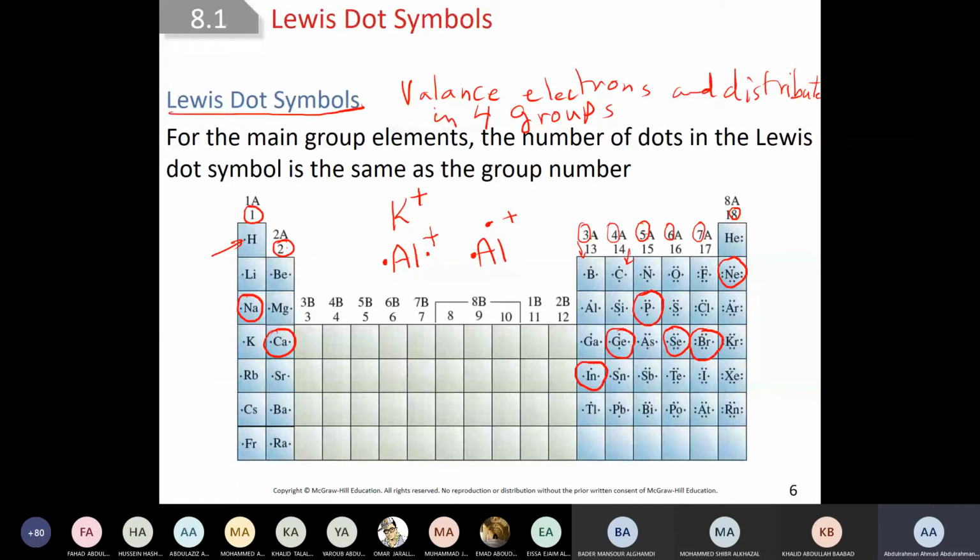Let's assume that, as I said, this element does not exist. So I will erase this because it's not a good example. But let's have something like, for example, chlorine 3 plus. Let's assume we have this one. All right. How are you going to draw the Lewis symbol?